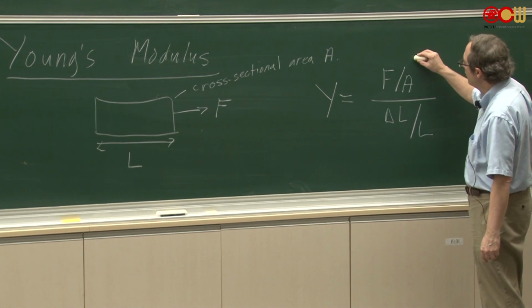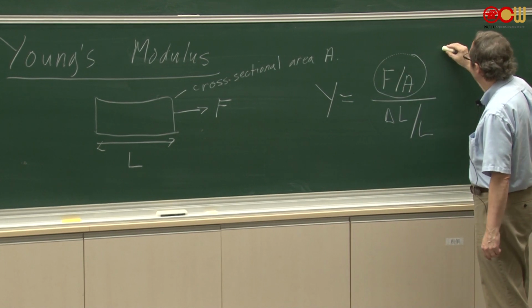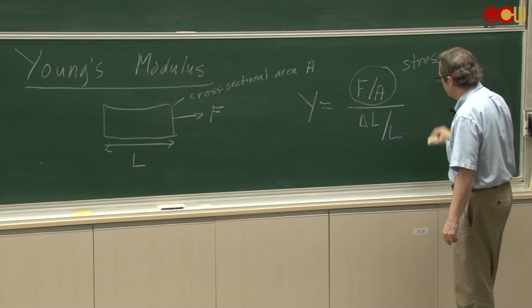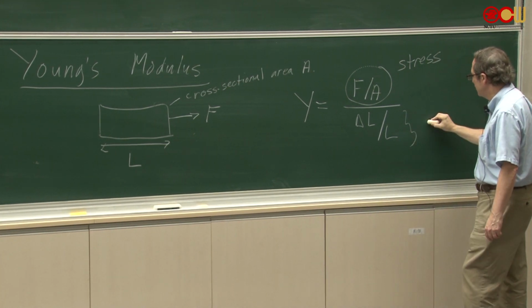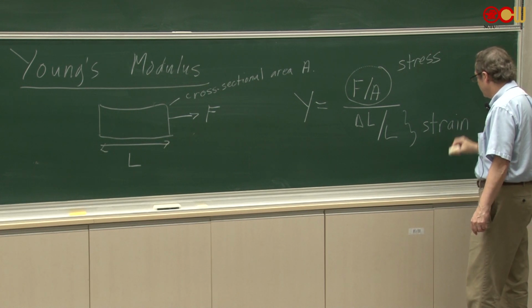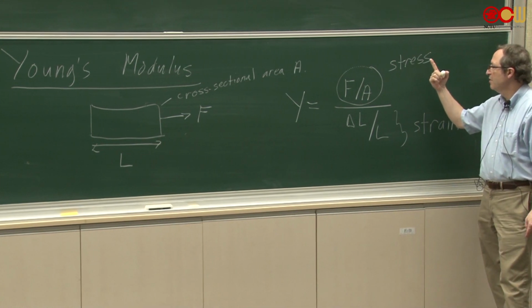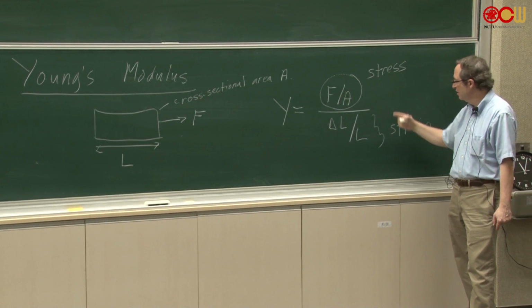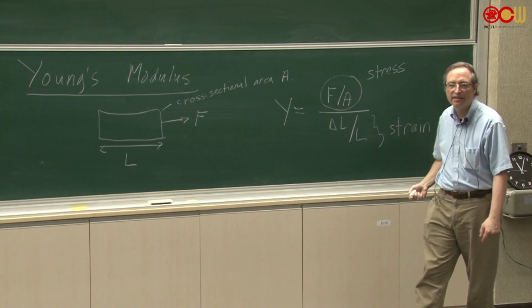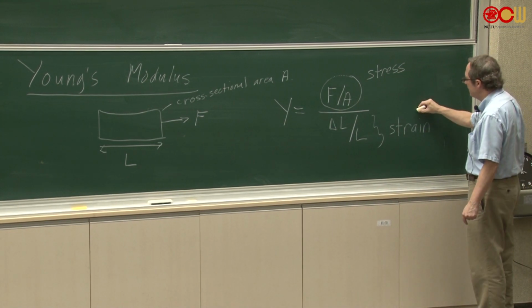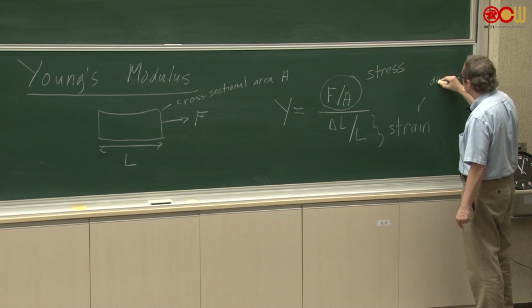This is called the stress on the object. And this is called the strain. So the stress is the cause of a strain. Notice the strain is dimensionless.